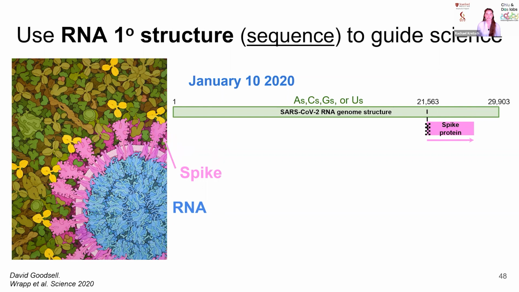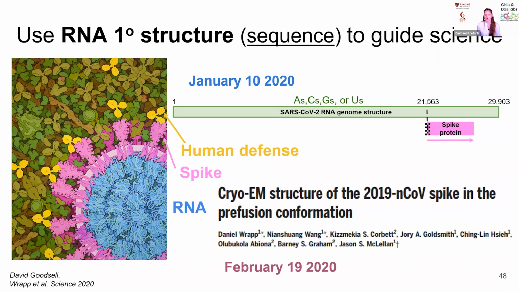It's what our cells see, and that's why it's so important, because it's what our human defense, the immune system, sees and tells us that we're being infected by the virus. All right, so we wanted to know the shape of the spike protein, and due to the advances in Cryo-EM, this was solved in little over a month.